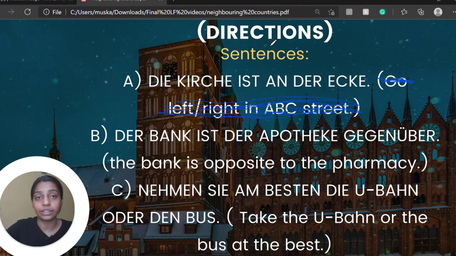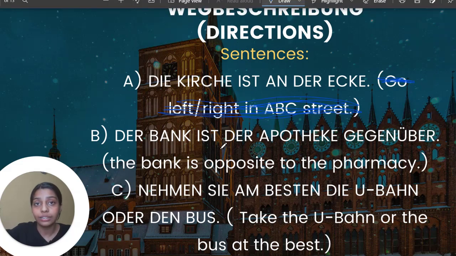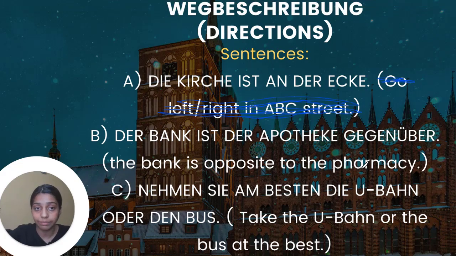The church is at the corner. Next we have here: Die Bank ist der Apotheke gegenüber. So here we are saying the bank is opposite to the pharmacy.